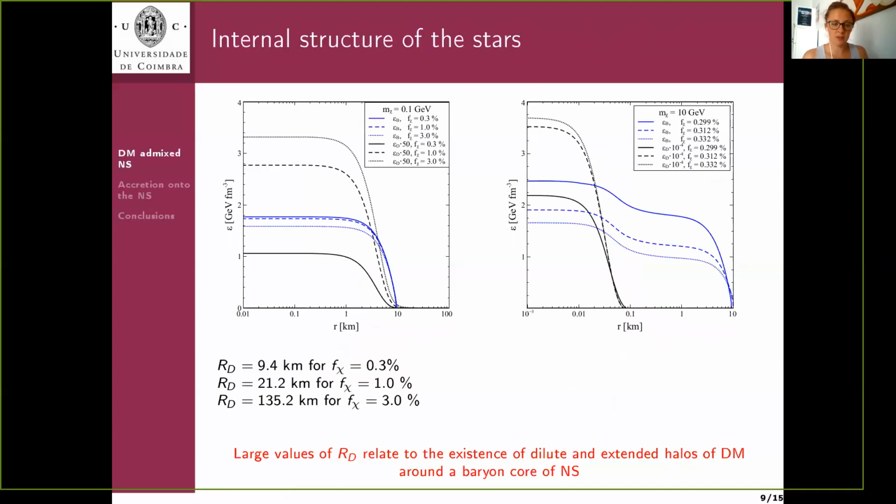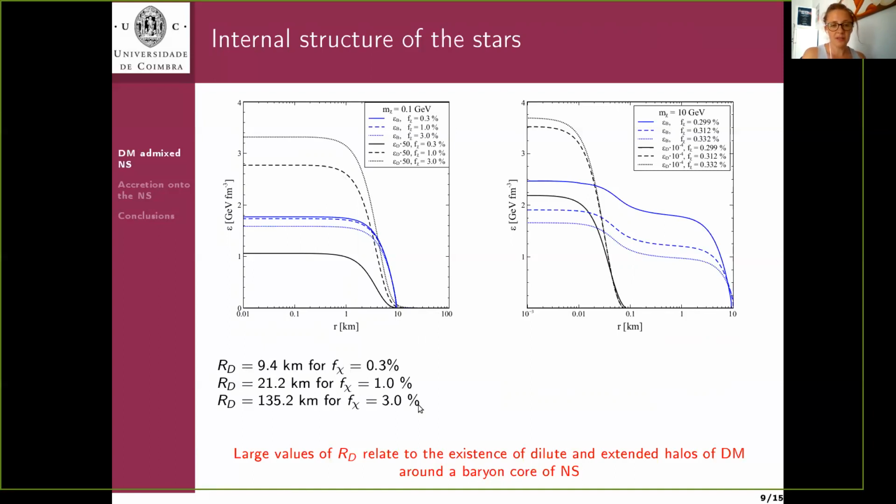To understand why we have such different behavior for light and heavy dark matter particles, we plotted the energy density profile for both components separately. We saw that the baryon matter component, depicted in blue here, vanishes at around 10 kilometers, the size of the star. At the same time, the dark matter component, depicted in black here, continues to much bigger distances. For example, at 0.3%, it equals more or less the radius of the baryon component, and at already 1%, it's twice larger than the baryon star.